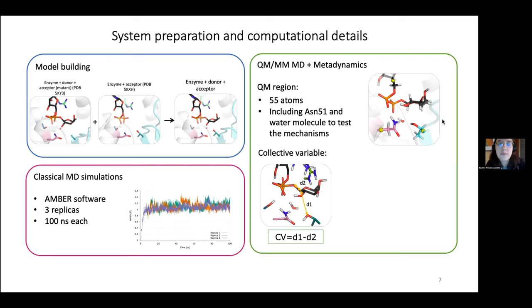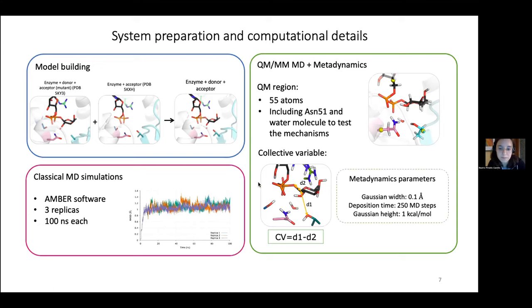Then the collective variable we chose was the difference of distances between the oxygen of the threonine and the anomeric carbon of our sugar, the fucose, and the distance from this very same carbon to the oxygen of the phosphate in GDP. So, the bond that was going to be formed and the bond that was going to be broken. Here are some dynamics parameters that we used.